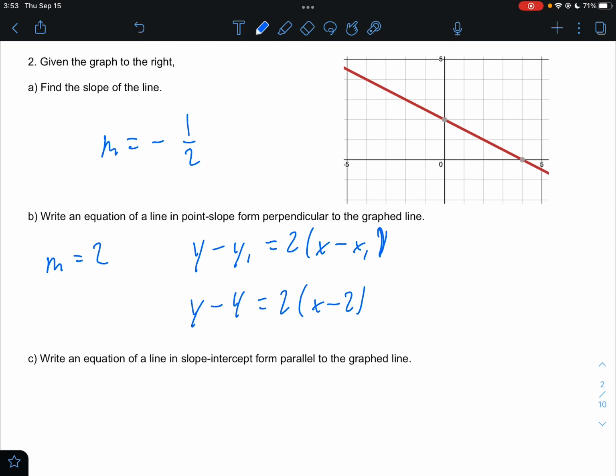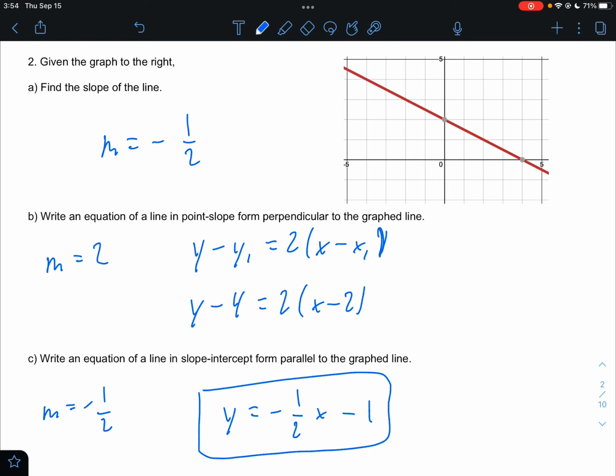C, write an equation of a line in slope-intercept form parallel to the graph. So our slope is going to be -1/2. And again, even though it says slope-intercept form here, we could start in point-slope form, or we could start in slope-intercept form, whatever we want. But we know our final answer is going to look like this: y equals -1/2 x plus or minus some number. You can pick any y-intercept that you want except for the one that's on there. So we cannot use 2. You could pick any number but 2. So how about -1? As long as you don't pick +2, it will be correct.